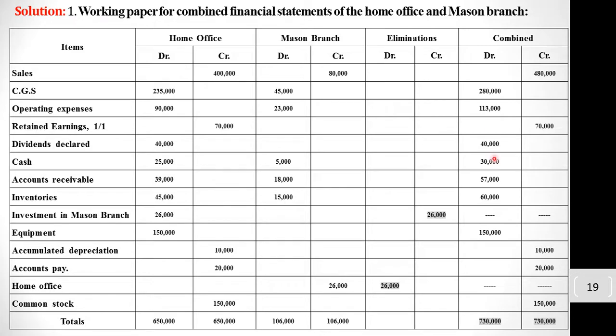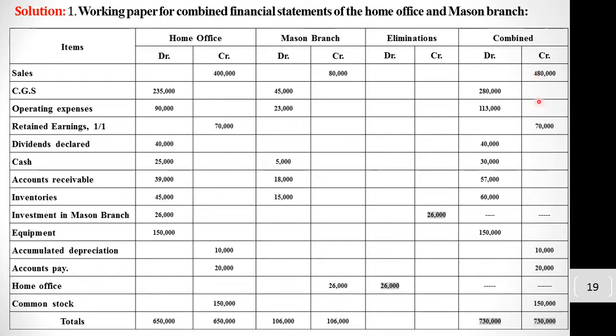Then add the debit side in the combined column and the credit side in the combined column, and they should be equal. Of course, what happened to investment in Mason, it is placed here in the debit and placed here in the credit. So 26 will be cancelled or eliminated with 26. The result will be 0. And the same goes for home office. It is placed here for credit for 26, and in the debit and credit they will be eliminated, and in the combined column will appear equal to 0.